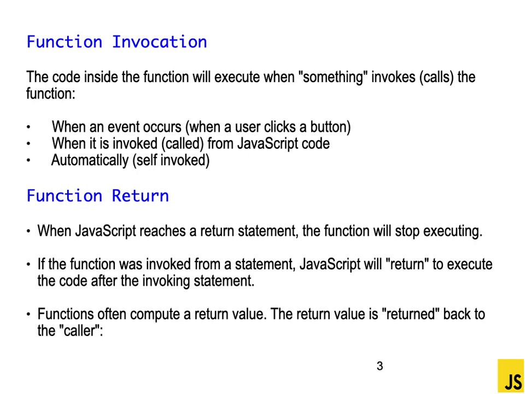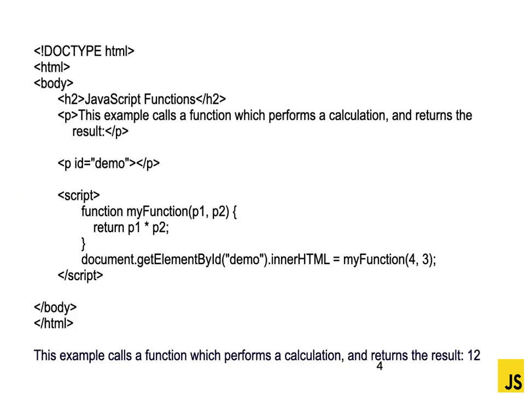We will see one example now. In this example, after the HTML tag, the body tag is specified, and inside the body one heading is there, JavaScript Function, that is enclosed in h2 tags, followed by a paragraph. The example calls a function which performs a calculation and returns the result. So this particular example demonstrates how a function returns the value to the calling statement. There is another paragraph tag and the ID value is set to demo.